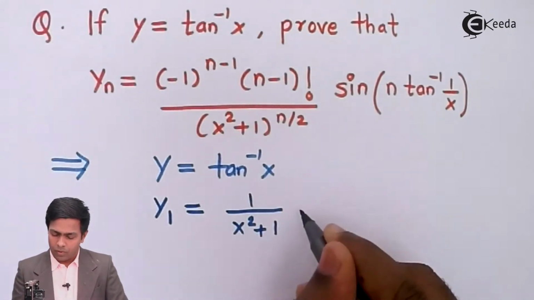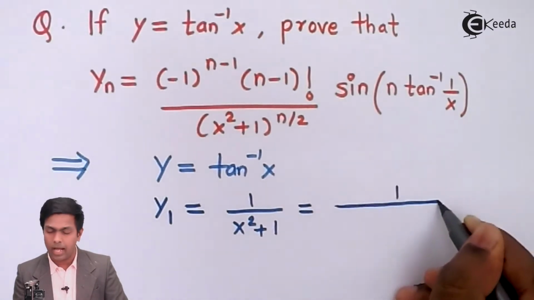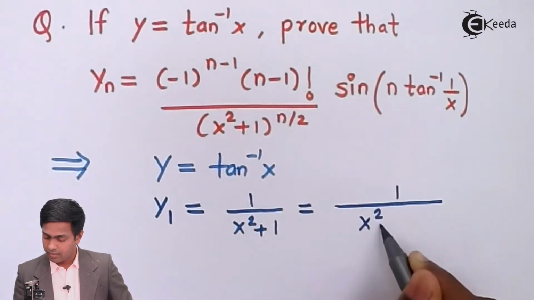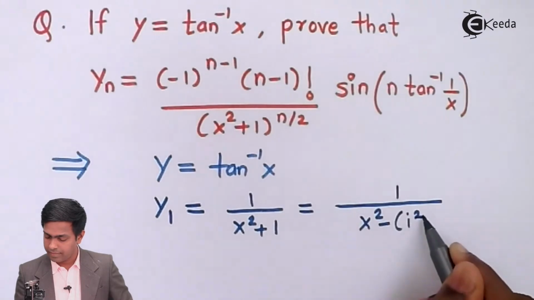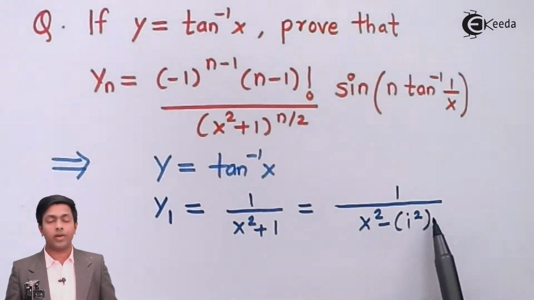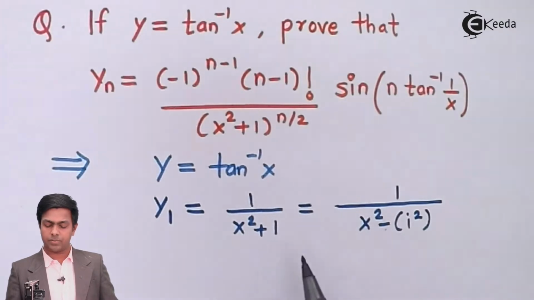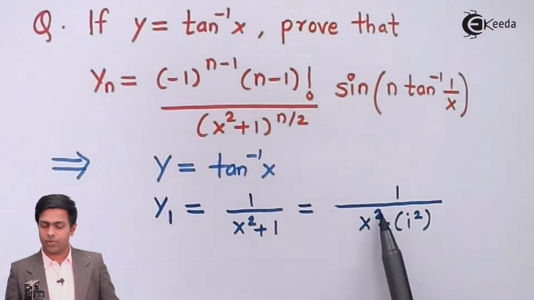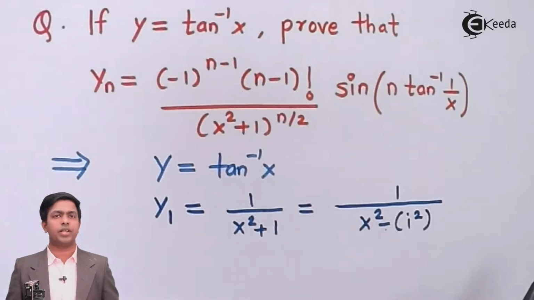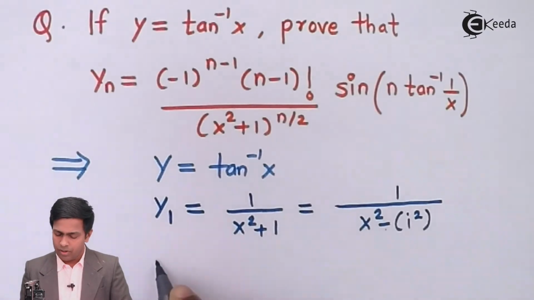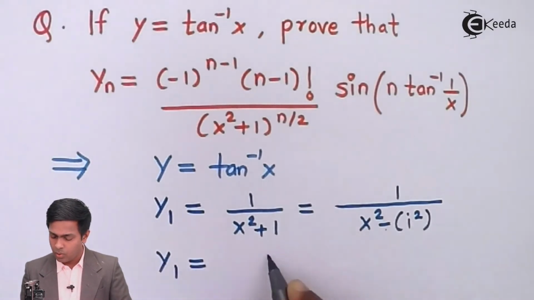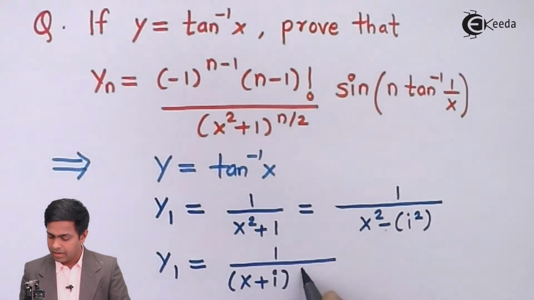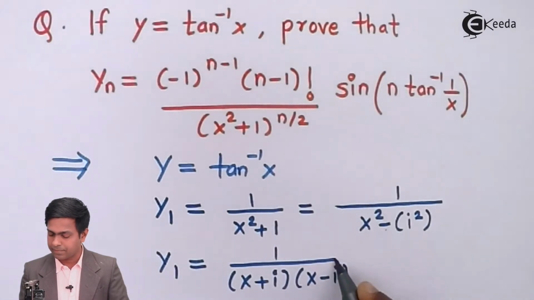For that, I'll rewrite the term x square plus 1 as x square minus i square. We all know that i square is minus 1, and minus that is plus 1, so we get the same term. Here we can observe a pattern, that is a square minus b square, and we know that it is a plus b into a minus b. Therefore y1 is 1 upon x plus i into x minus i.